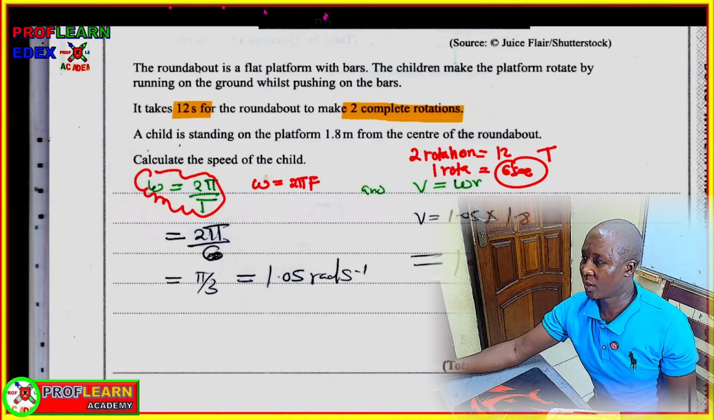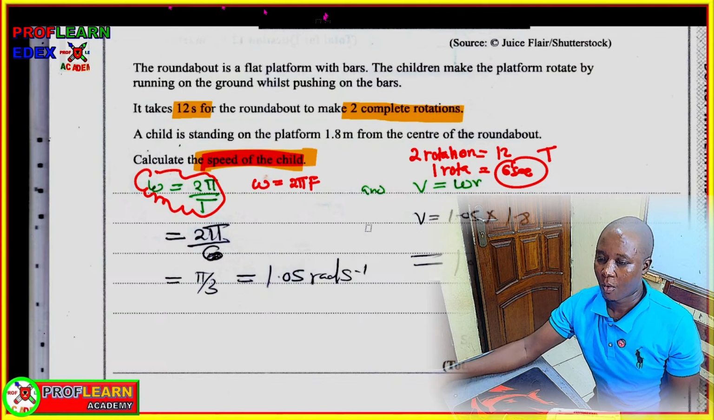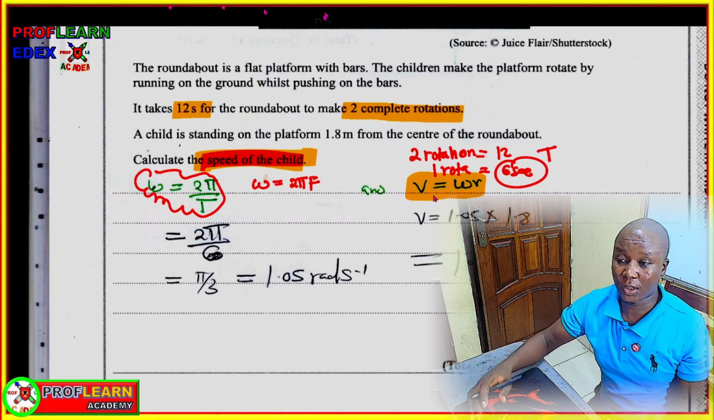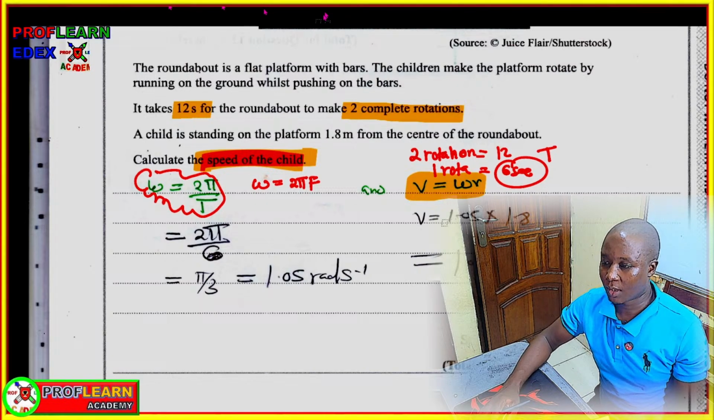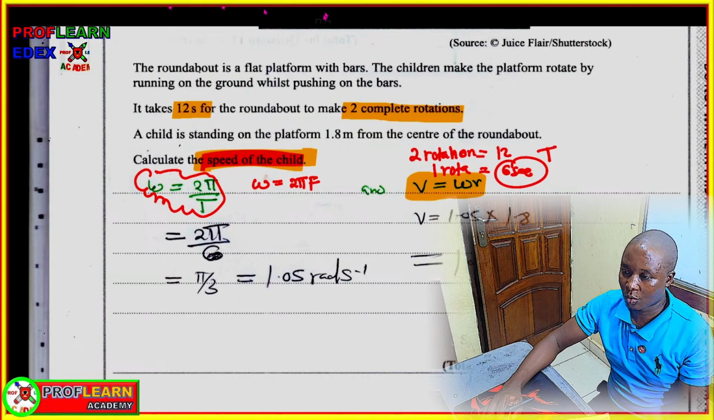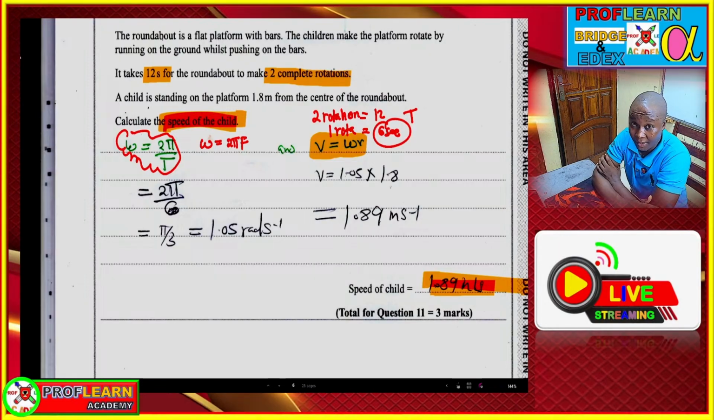Now, once you have gotten angular velocity, because we are being asked the linear speed, we are going now to use the relation here. Linear speed is equal to angular velocity times the radius. So in that case, it will be 1.05 times 1.8, and the final answer now translates to that particular part. So that is what you are expected to do in this particular question. And I think I need to move this so that you can see all the steps that I've tried to explain at this given point.